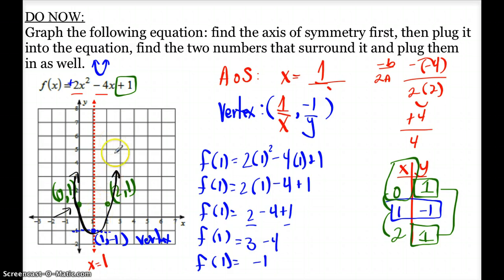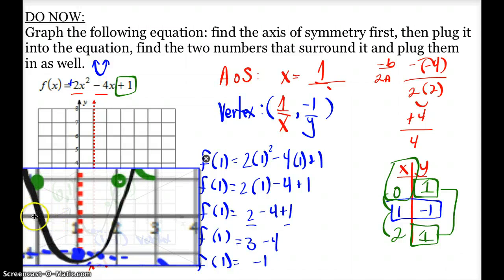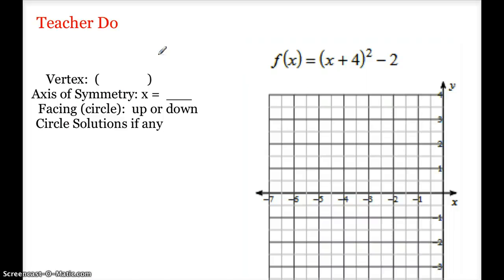Now I do have solutions. Let's zoom in a little bit. I have solutions. I don't know exactly what numbers they are. Okay, I do have solutions. They're right there where it crosses the x and where it crosses the x. It looks like 0 comma 0 and what, 2 comma 0, but I'm not really sure. All I know is that those are my solutions. Okay, I'm not sure what they are, but they're pretty close. Okay, that's your do now. This is probably what your test is going to look like. Something like this.